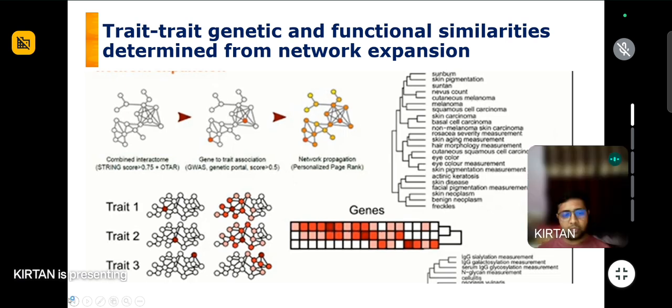So specifically, some people are working on one disease like type 2 diabetes, and they have different population sets, like the Indian populations, very specifically South Asian. And some groups work on African populations, some on European populations. So maybe we cannot be sure that every target works perfectly. That's why we use the trait-trait genetic and functional similarity with the help of multi-omics and the network expression study with bioinformatics.